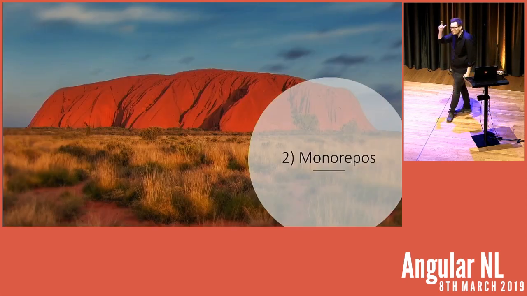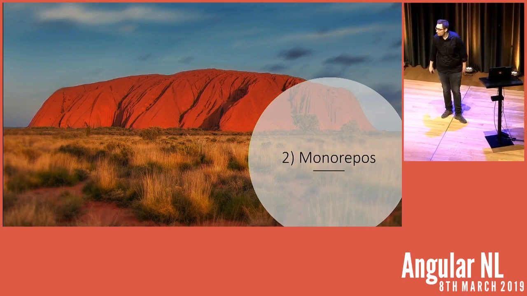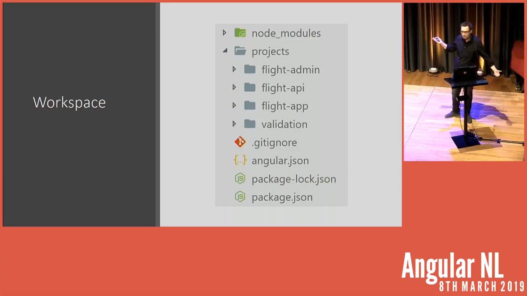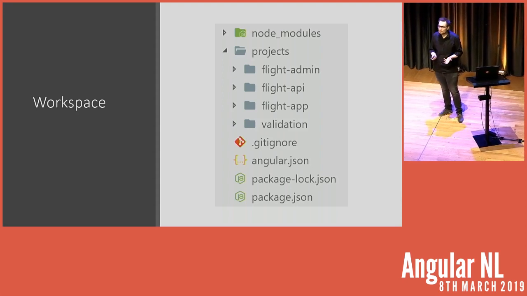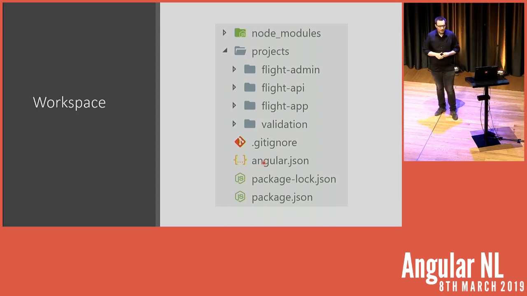And this leads me to the second approach I want to tell you about today. This leads me to the monorepo approach. As we have heard before in the last talk, a monorepo is just a folder that contains a lot of projects belonging together. Here I have my projects folder, and it contains a flight administration application, a flight API, a flight application, and a validation library. That means I'm just subdividing everything into tiny parts, and all those parts are placed here in this folder.